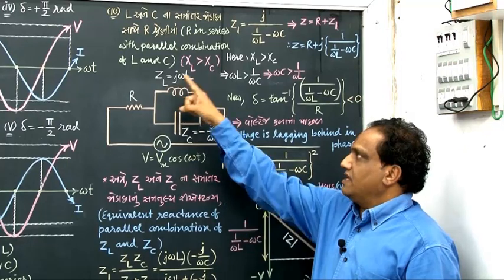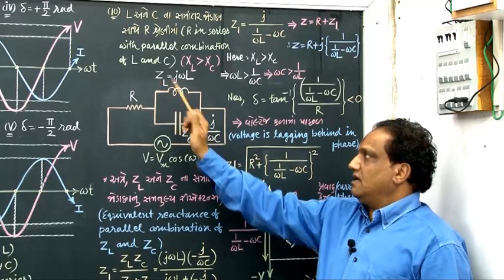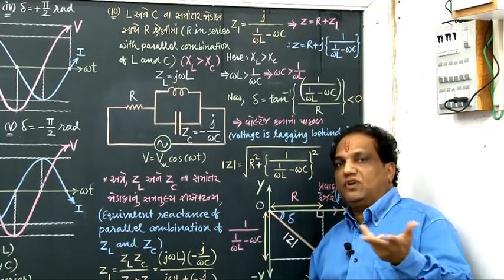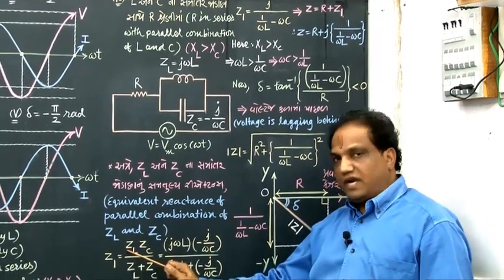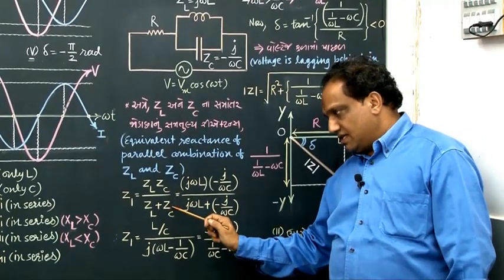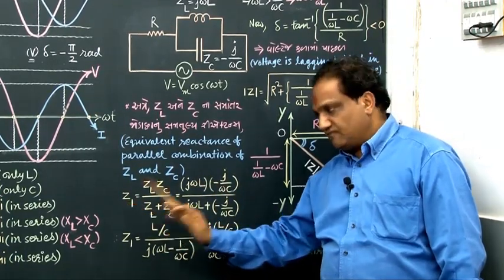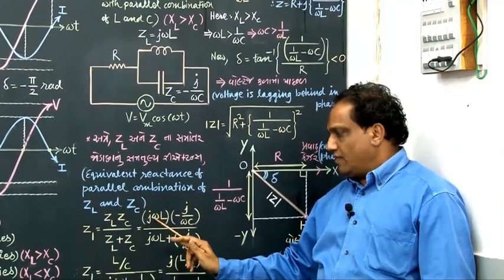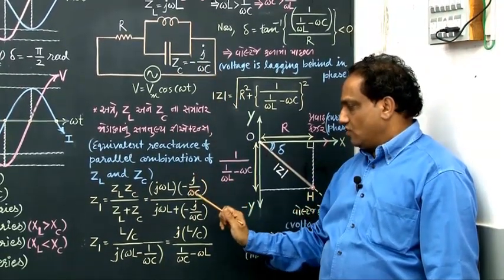First of all, find out the equivalent reactance of these two connected in parallel. There are 2 reactances, one is ZL, another is ZC, connected in parallel. Then what is equivalent? Multiplication upon addition. Look, ZL into ZC upon ZL plus ZC. That equivalent reactance is shown by symbol Z1. What is the formula of ZL? J omega L. Formula of ZC is minus J upon omega C.